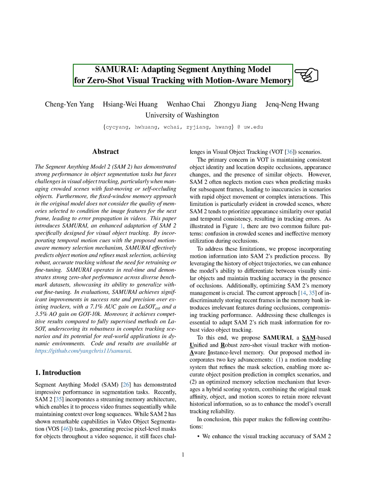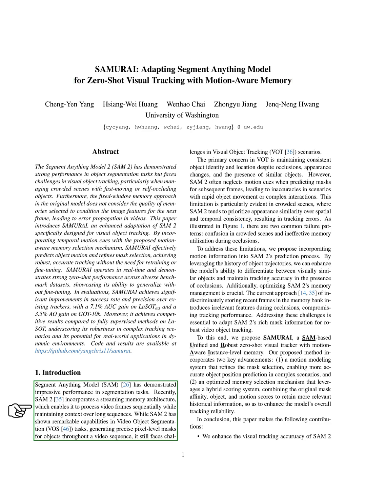Section. Introduction. In this section, we introduce the Segment Anything model, or SAM, which has shown strong performance in segmentation tasks. Recently, SAM 2 has added a streaming memory architecture, allowing it to process video frames one after another while keeping track of context over longer sequences. Although SAM 2 excels in video object segmentation tasks by creating accurate pixel-level masks for objects in videos, it struggles with visual object tracking scenarios.